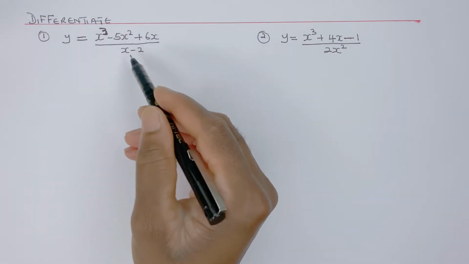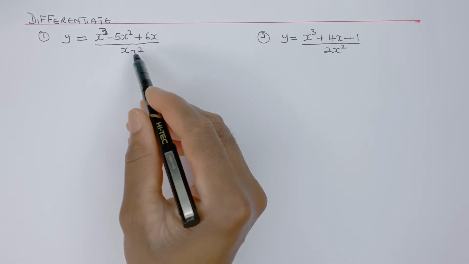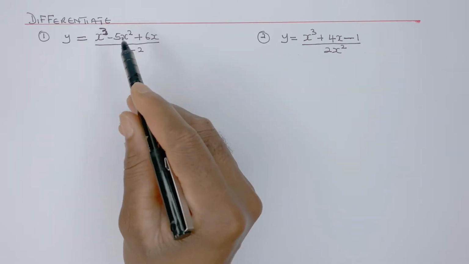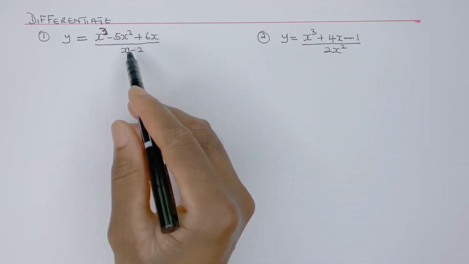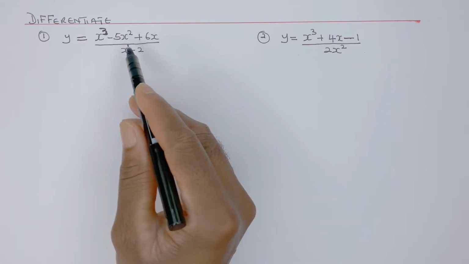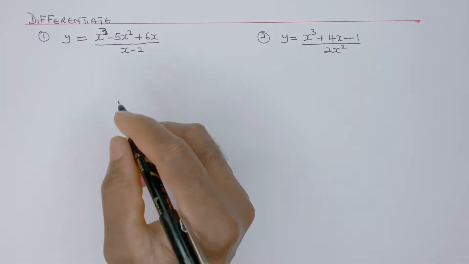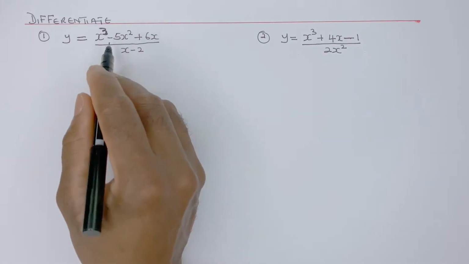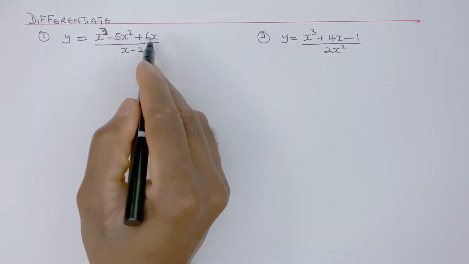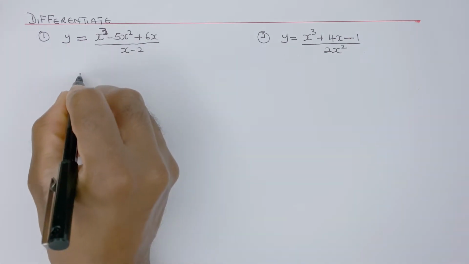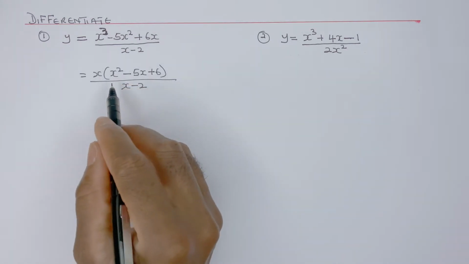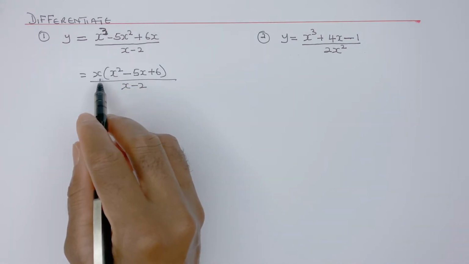Yes, it looks like a quotient rule, but we don't have to apply a quotient rule. We could factorize or simplify first and then see whether we need to apply a quotient rule. So in the numerator, I can see x is a common factor, so I'm going to take that out. Right, so I've taken x out as a common factor.